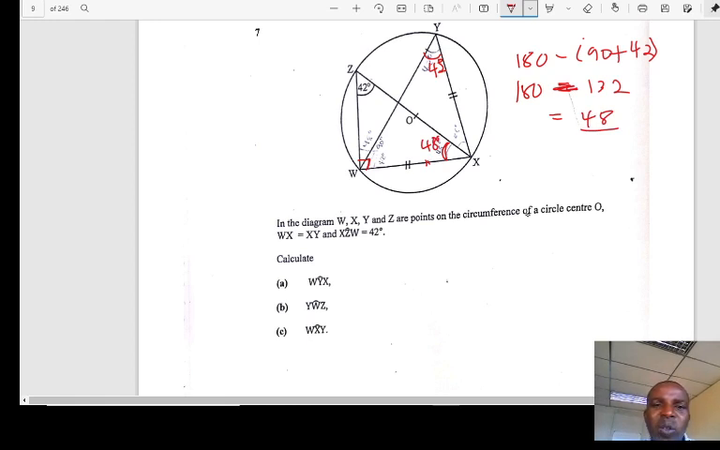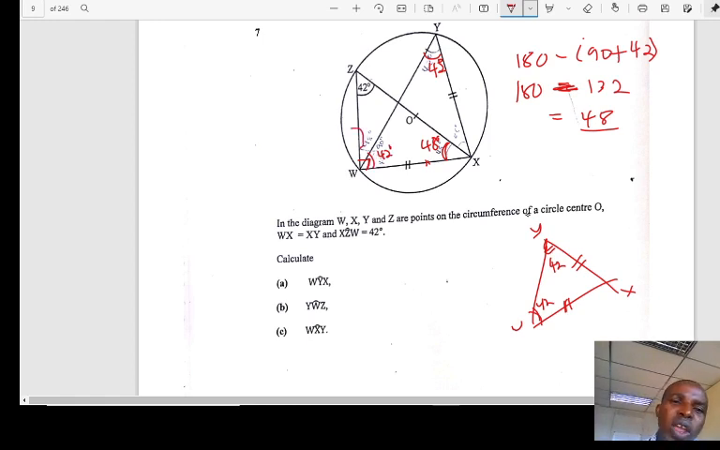Then the other angle that we can find: we have an isosceles triangle, this one. We have Y here, W here, X here. These sides are marked, which means they are the same: XY and WX are equal. Based on the theorem on angles in isosceles triangles, base angles are equal. So if this angle is 42, this angle is also 42, which means this angle on this side is 42 degrees.